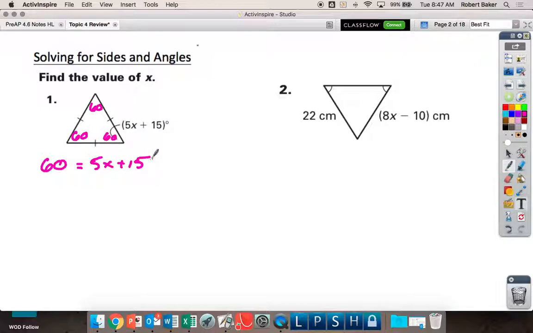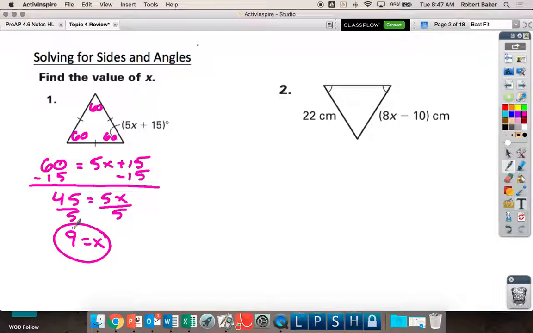And then find some way to solve it. Subtract 15 from both sides. 45 equals 5x. Then you would divide both sides by 5. X equals 9. That's all it wants, is an x value.